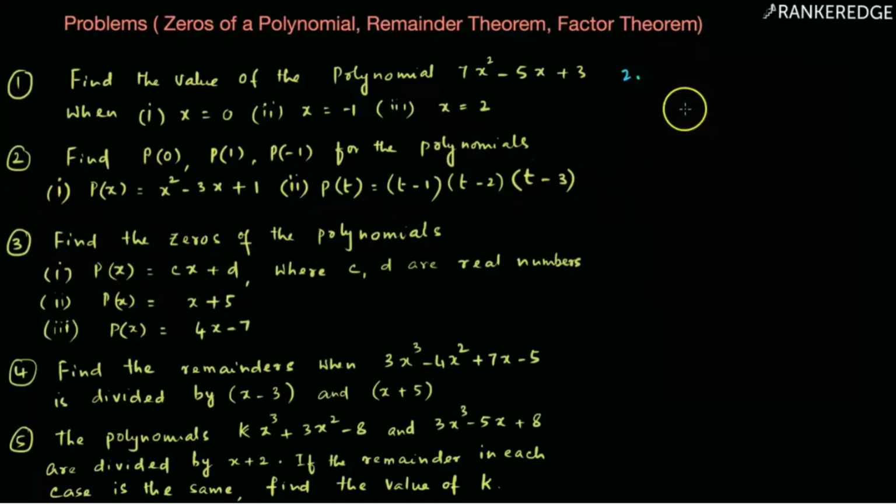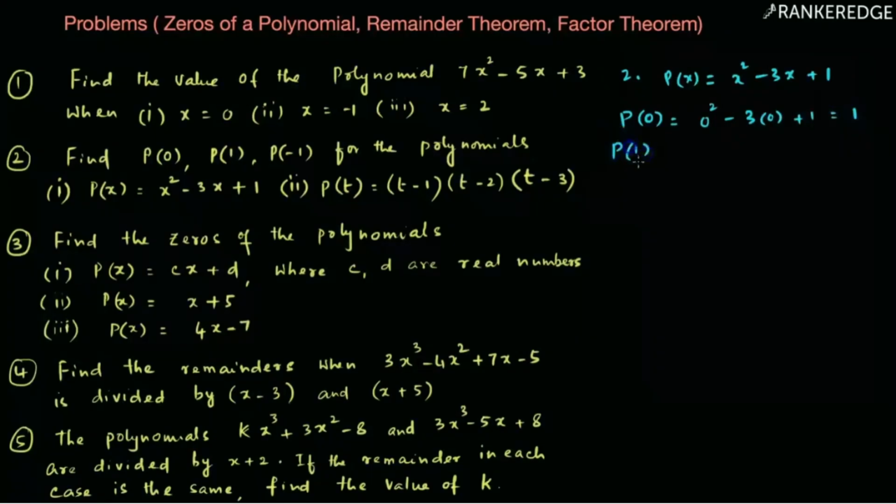Find p of 0, p of 1, p of minus 1 for the polynomials p of x is equal to x square minus 3x plus 1 and p of t equal to t minus 1 into t minus 2 into t minus 3. First one, the polynomial given is x square minus 3x plus 1. I have to find p of 0 for this. That is 0 square minus 3 into 0 plus 1, which is equal to 1.